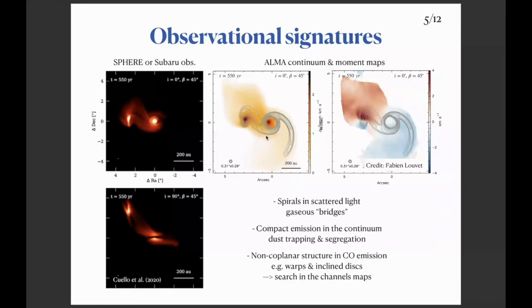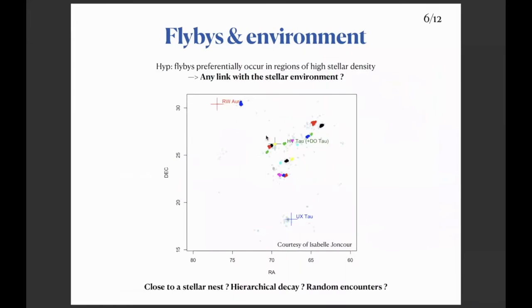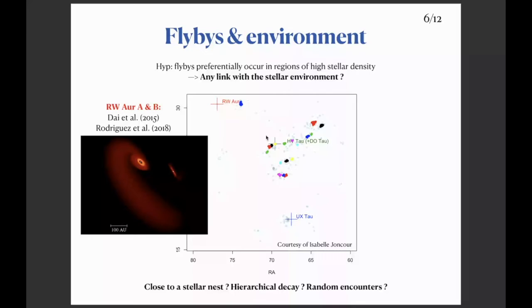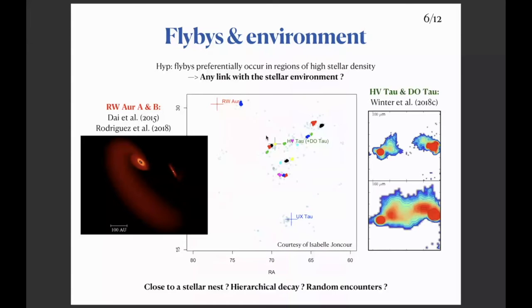This is very interesting. But we need to put the flybys in the context of the environment. So if our working hypothesis is that the flybys preferentially occur in regions of high stellar density, then there should be a link between flybys and the stellar environment. This is the exercise that Isabelle Joncour did here. And I'm just showing a couple of examples, like RW Aur, which was proposed as a flyby by Dai et al. And so here's the hydro modeling, and HV Tau and DO Tau by Andrew Winter and collaborators.